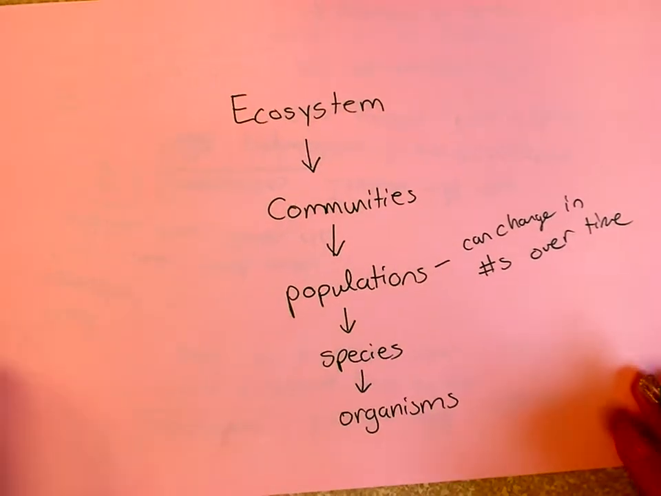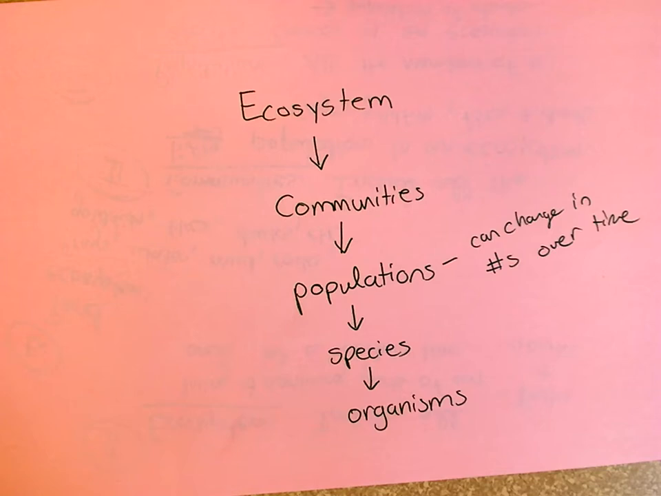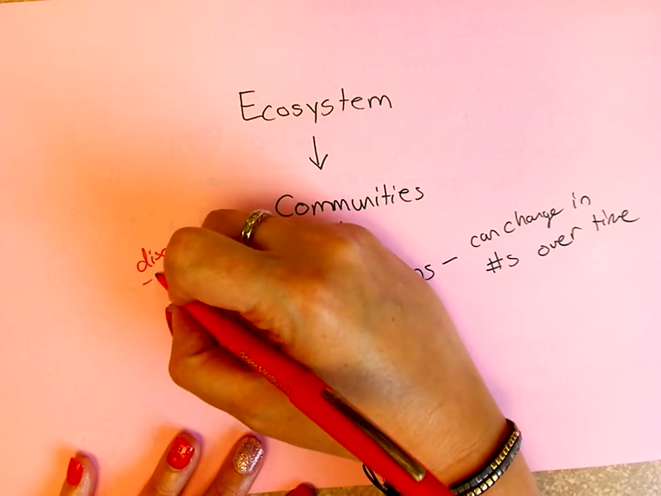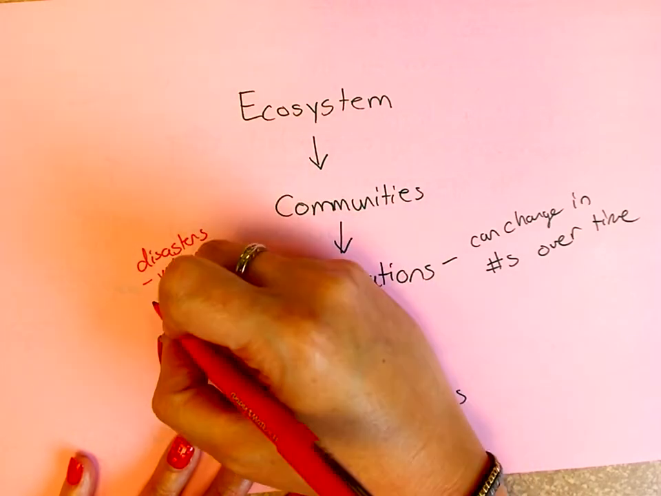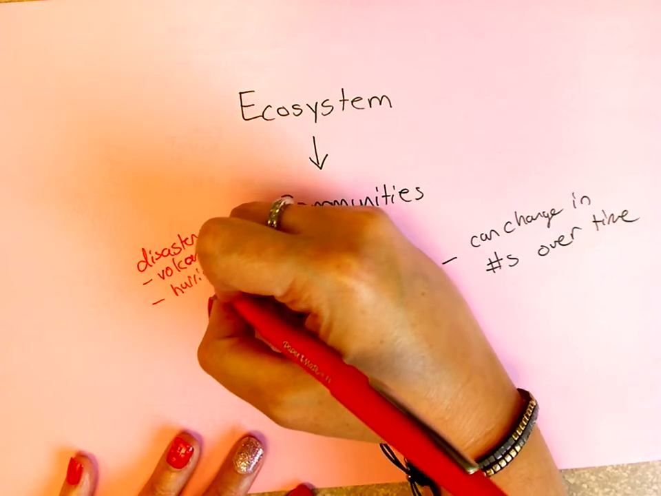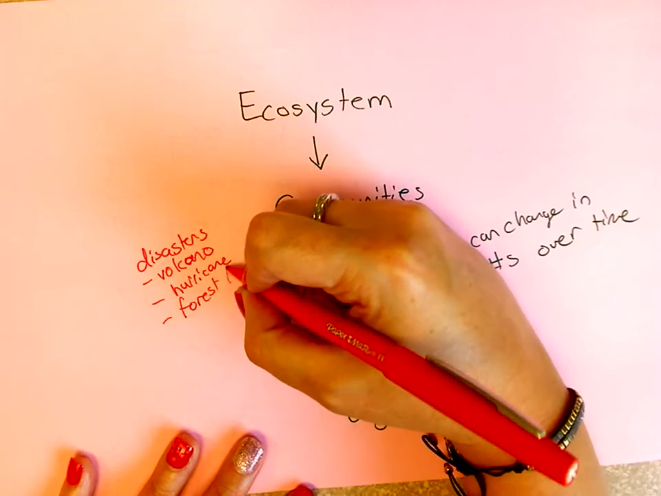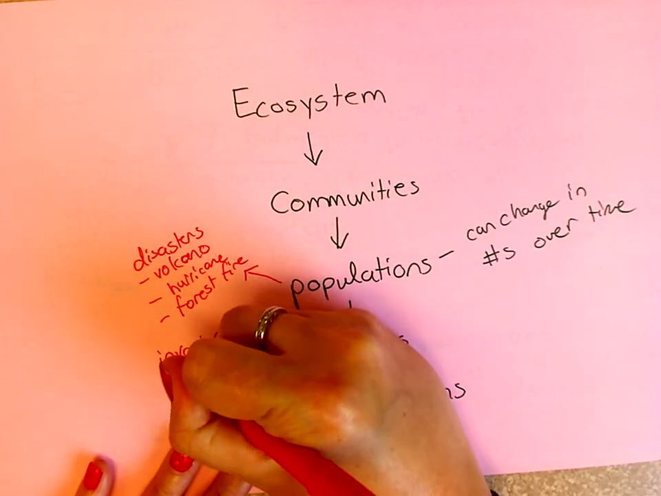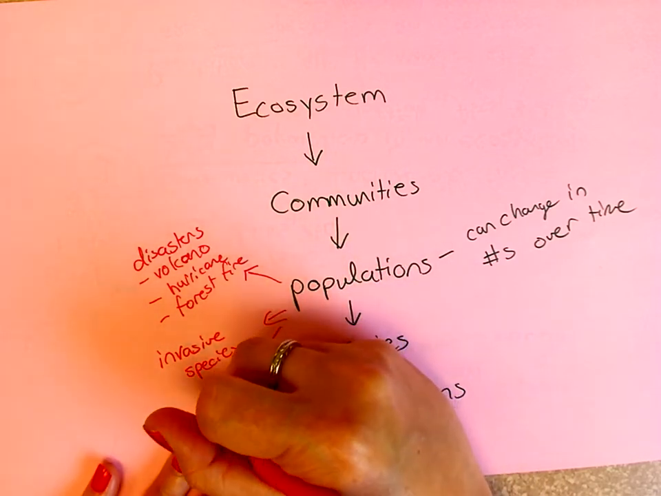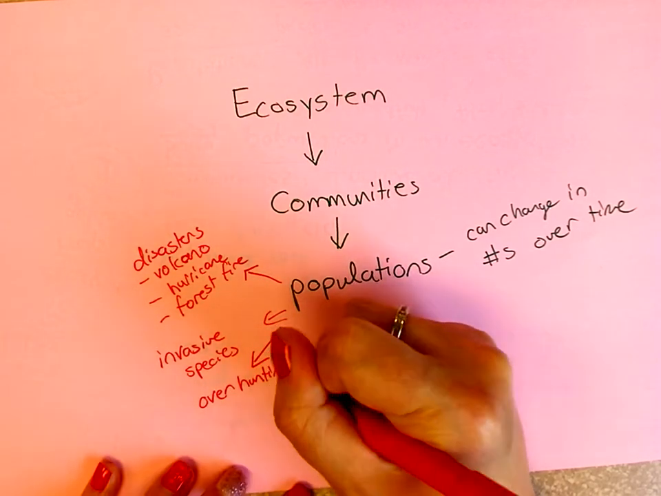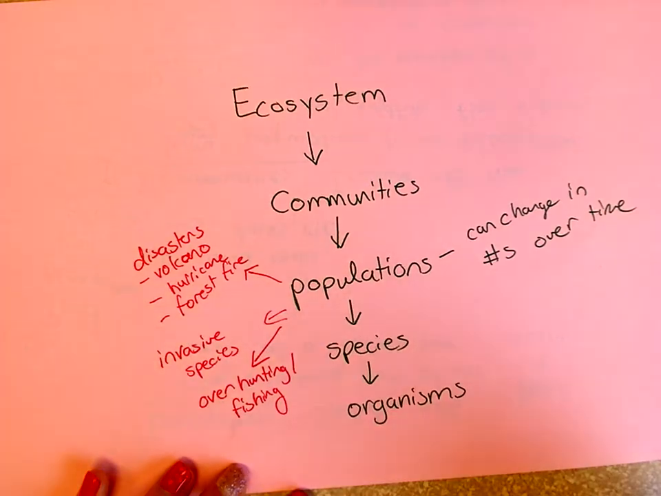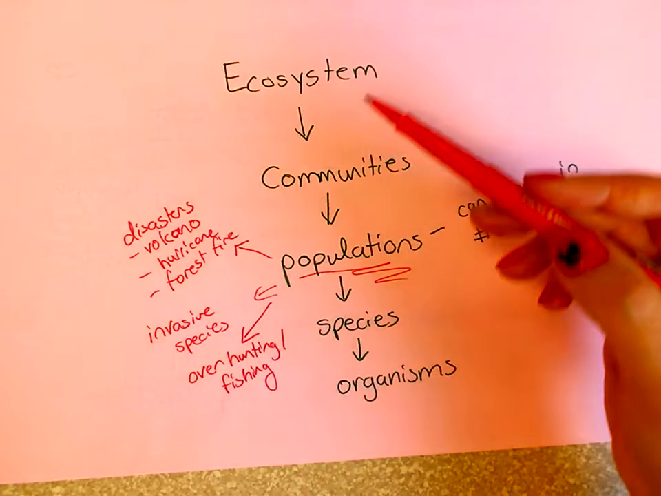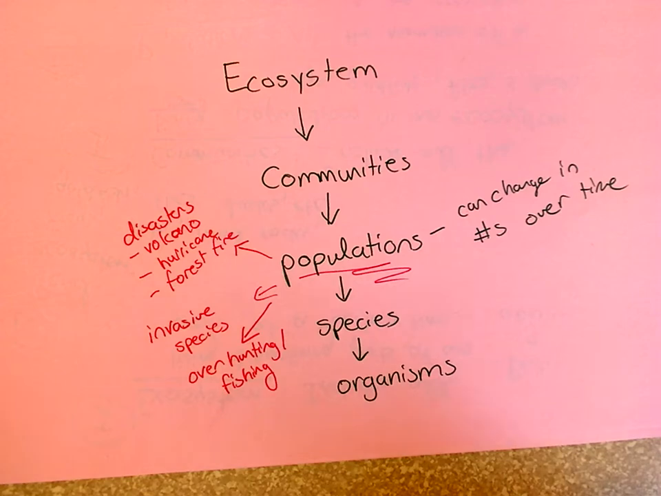Now, what are some things that can cause populations to change? Well, lots of different things can cause populations to change. We can have natural disasters like maybe a volcano, depending on where you are, maybe a hurricane, maybe a forest fire, anything like that. Or it can even be an invasive species. It could be something like over hunting or overfishing. Okay, lots of different things will determine the population numbers in a community within an ecosystem. So that is something that we need to be able to determine.